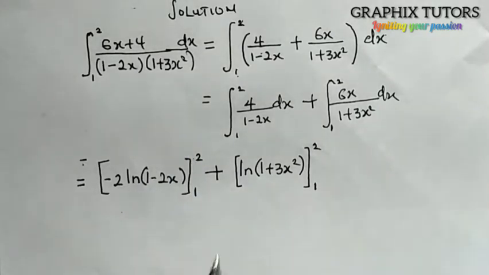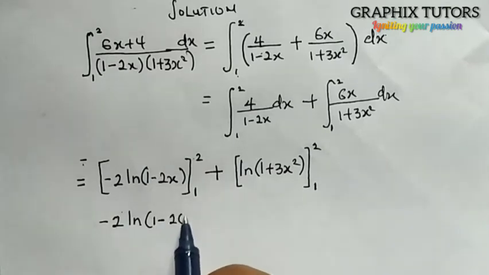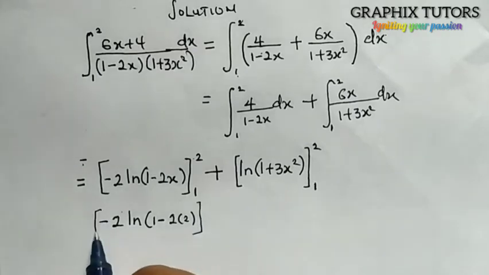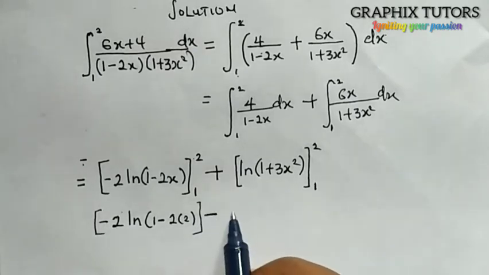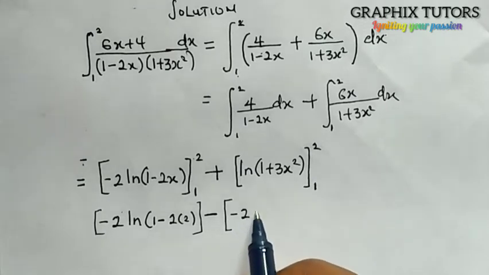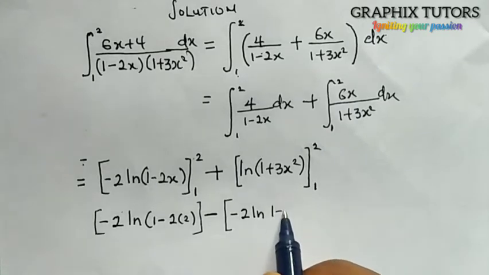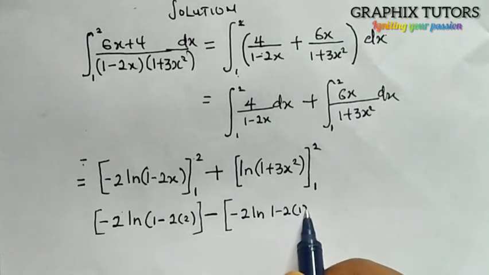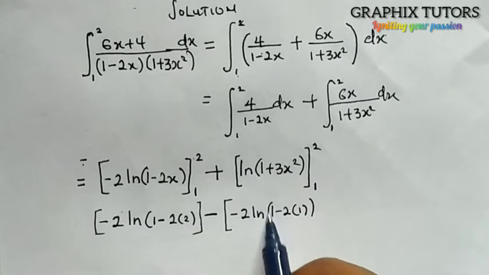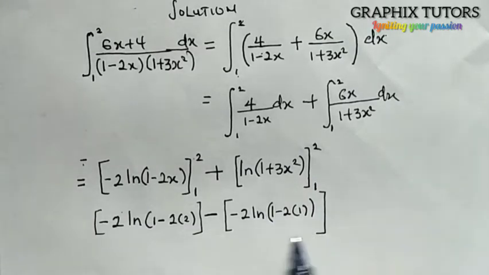So what do I mean? This will give me minus 2 ln (1 minus 2(2)), the first one. Are you with me? I'll put in bracket, minus, open bracket, minus 2 ln (1 minus 2(1)). I'll close the bracket. So this is what I have here for this guy.